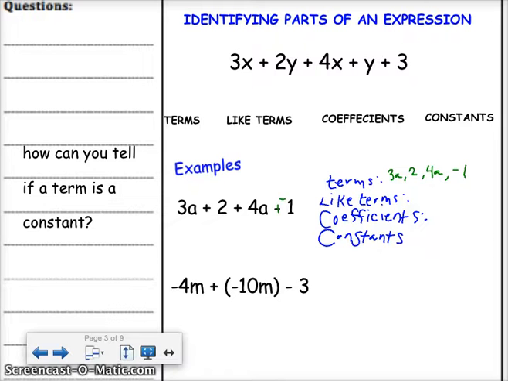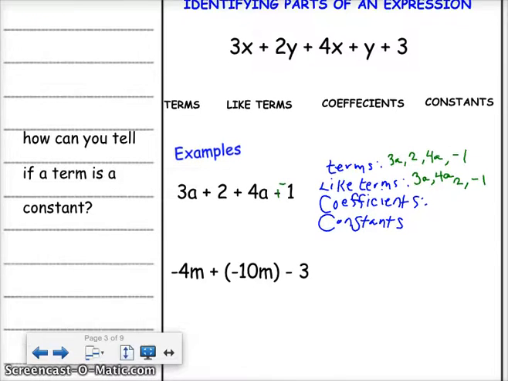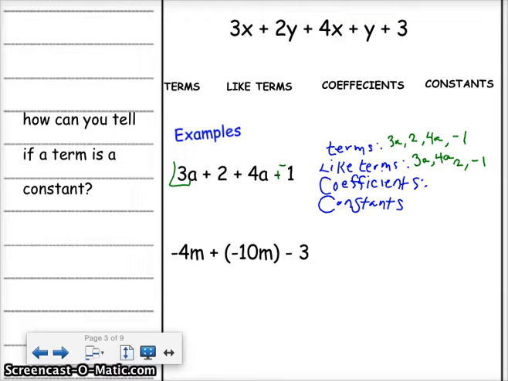I have two sets of like terms. I have my a's, I can combine those up, and my constants are also alike. So my like terms would be 3a and 4a. Then a separate set would be 2 and negative 1. I have two sets of like terms there. Coefficients, number in front of a variable. So I have two coefficients. I have a 3 and a 4. My constants have no variable connected to them. So I have my 2 and my negative 1.